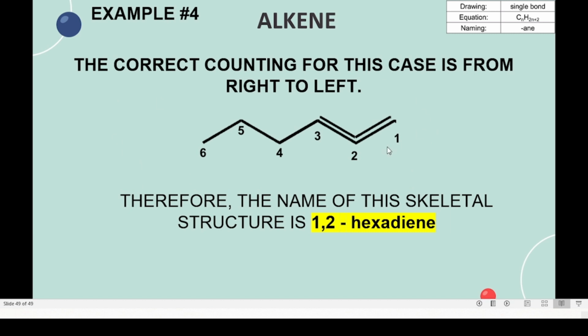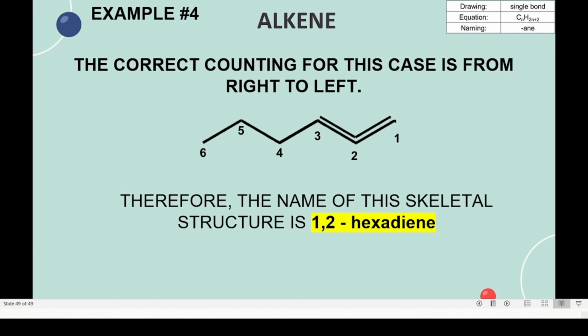So this alkene has double bonds at 1, first carbon, comma 2, second carbon. Hexa means 6. Then di means two double bonds. The ending is ene. So 1,2-hexadiene. So that's how you name it if the given is a skeletal structure or full structure.